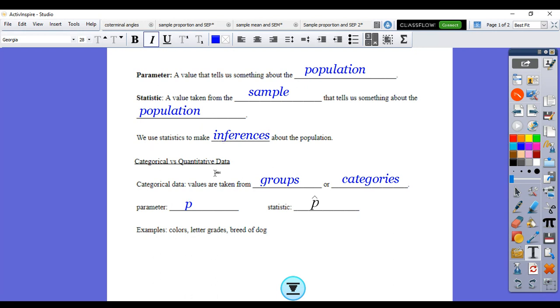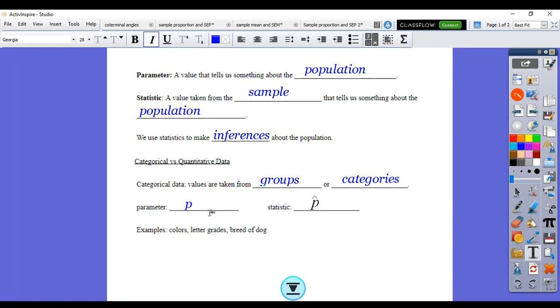So what is categorical data? Categorical data is data that doesn't give us a mean. So we would find a proportion from the population. So we might have groups. We might have categories. Let's say I'm talking about M&Ms. I want to know how many green M&Ms are in a bag. That would be a proportion then, a sample proportion or a population proportion.